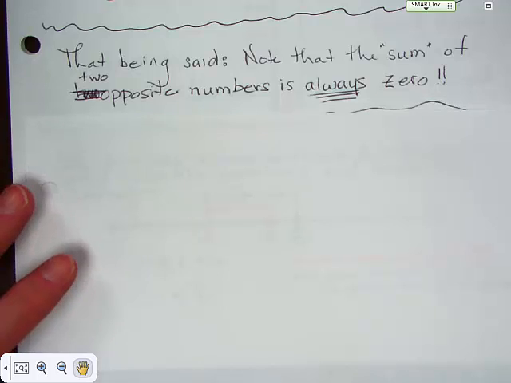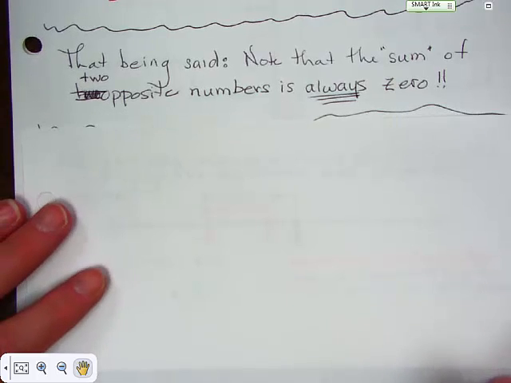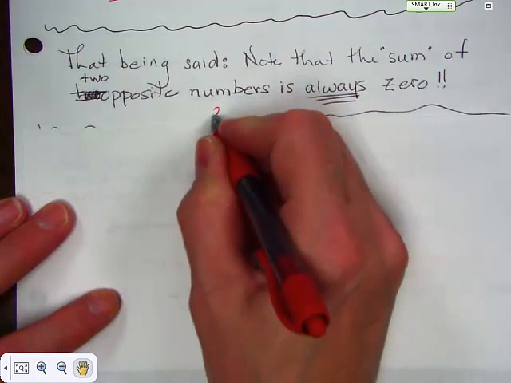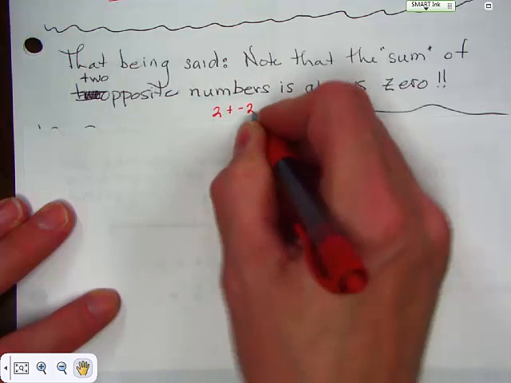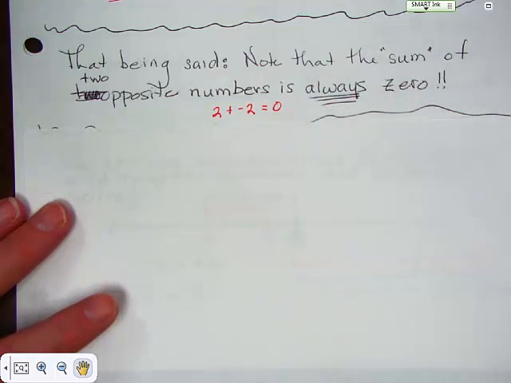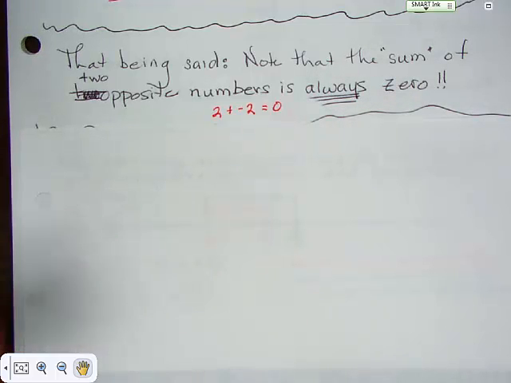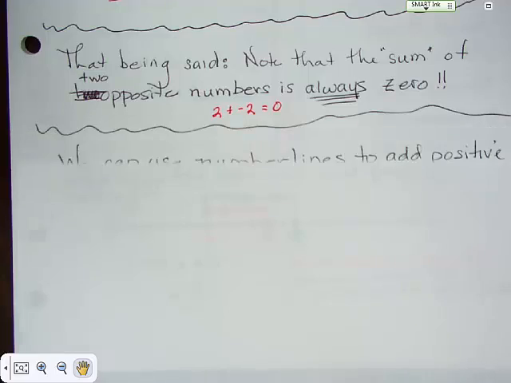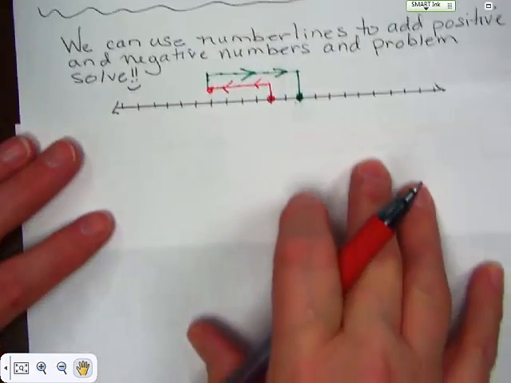note that the sum of two opposite numbers is always 0. So if I add 2 plus negative 2, I will get 0. If I add negative 1,000 plus 1,000, I will get 0. Okay, one more part to this.